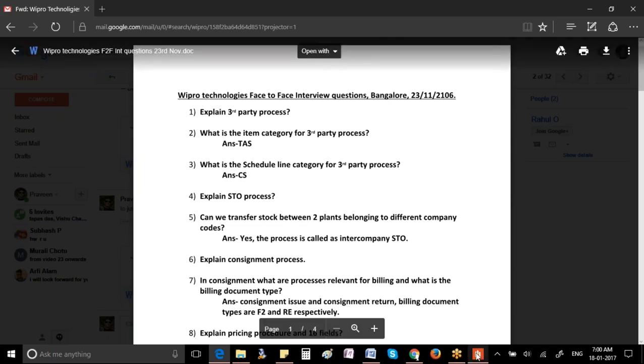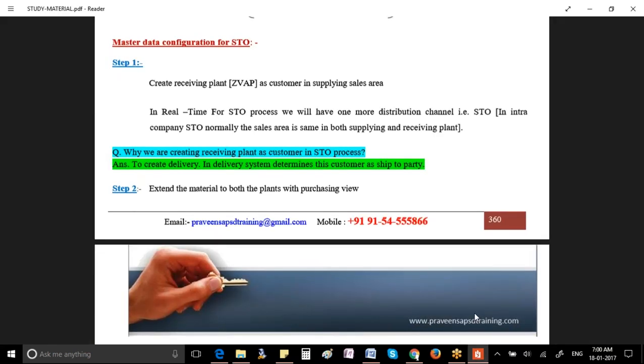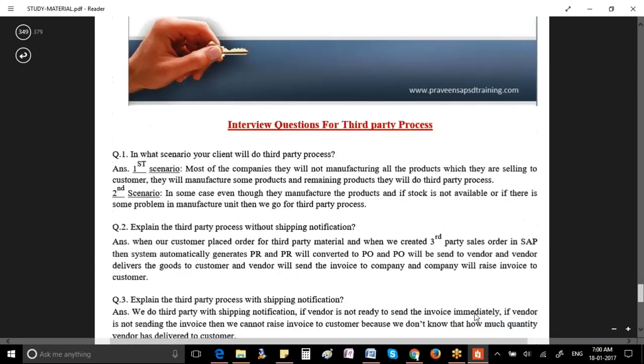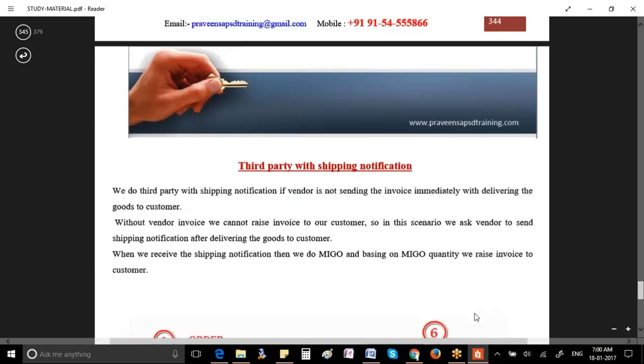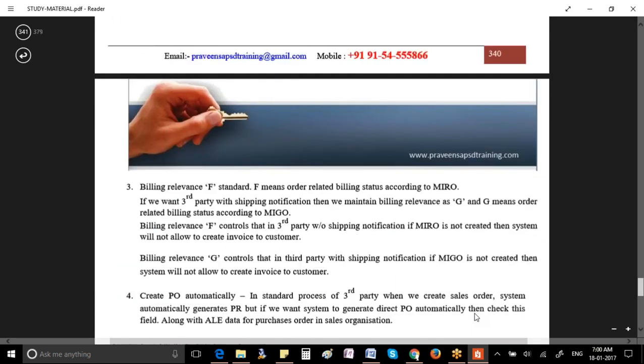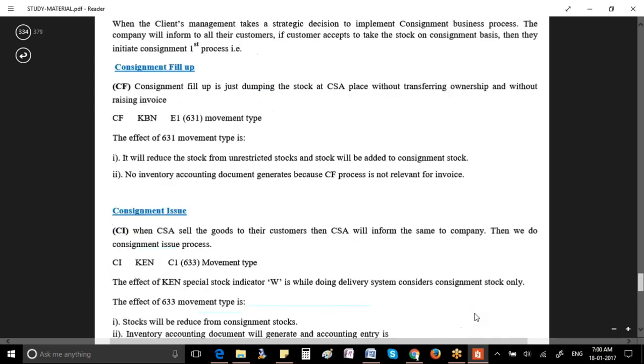As I said, from an interview perspective, we can expect questions from any of the areas. Do you feel these questions are simple or tough? Maybe the consignment process is of medium difficulty, but the earlier one is okay.